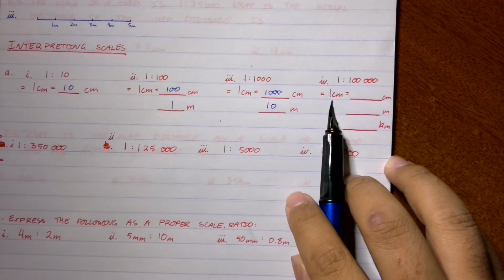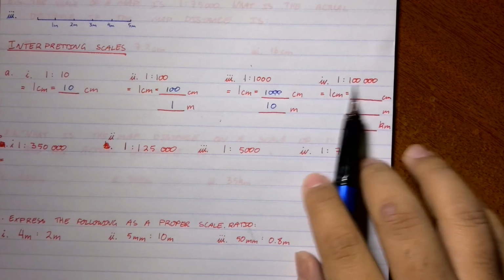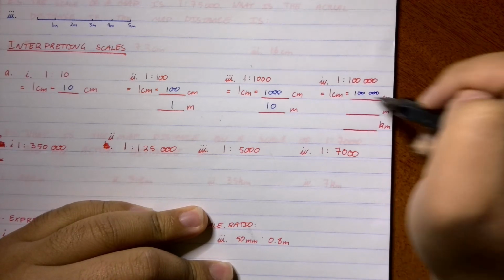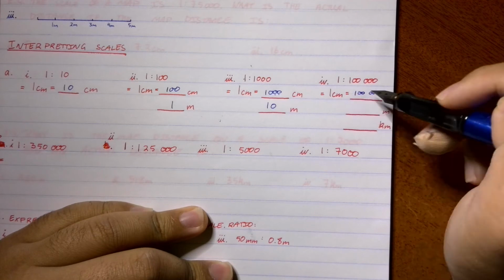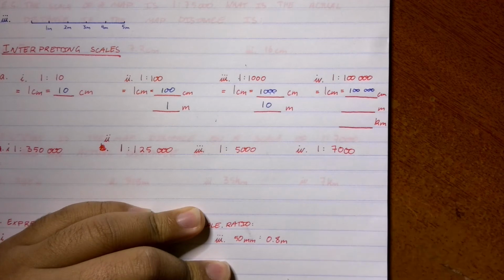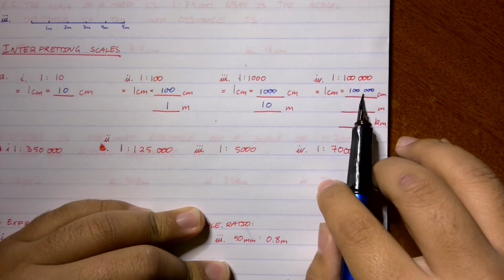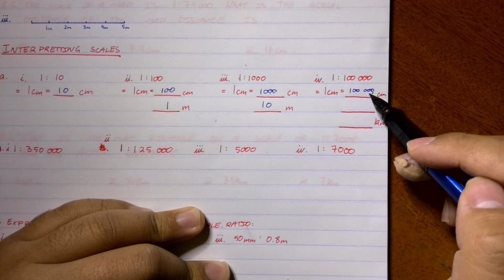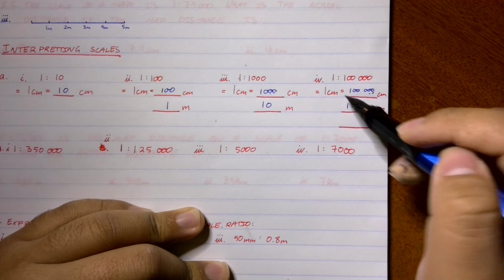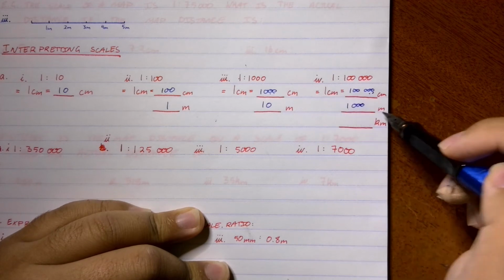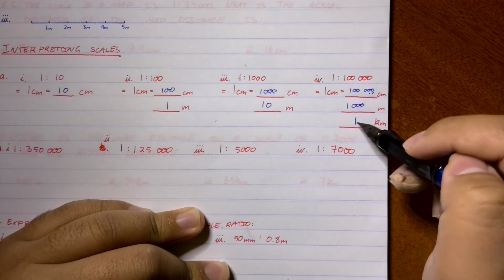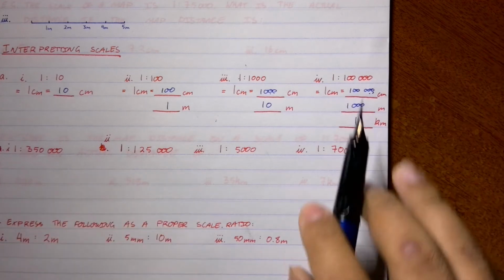1 centimeter, well, 1 is to 100,000. Because it's a ratio, it's the same thing as the first one here. 1 centimeter equals 100,000 centimeters. But how many meters is this? Well, we can divide by 100, getting rid of those two zeros. This will give us 3 zeros remaining, 1, 2, 3. 1 centimeter is equal to 1,000 meters. But 1,000 meters is also the same as 1 kilometer, dividing by 1,000 there.